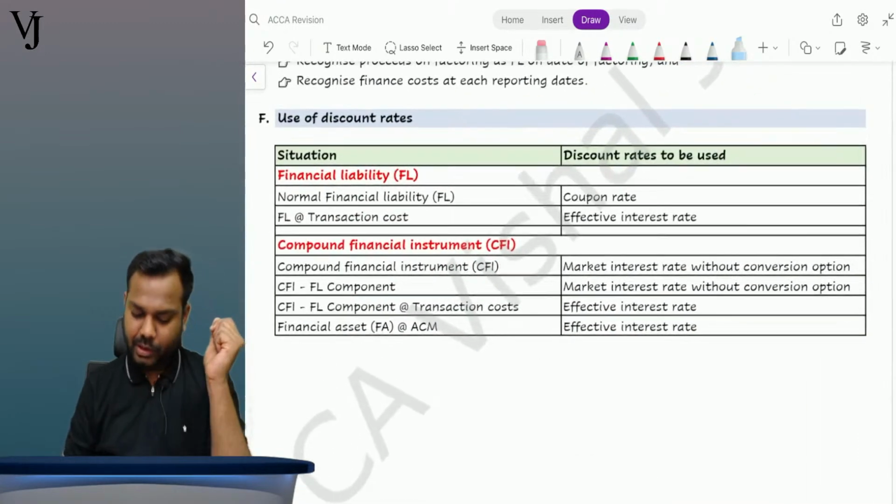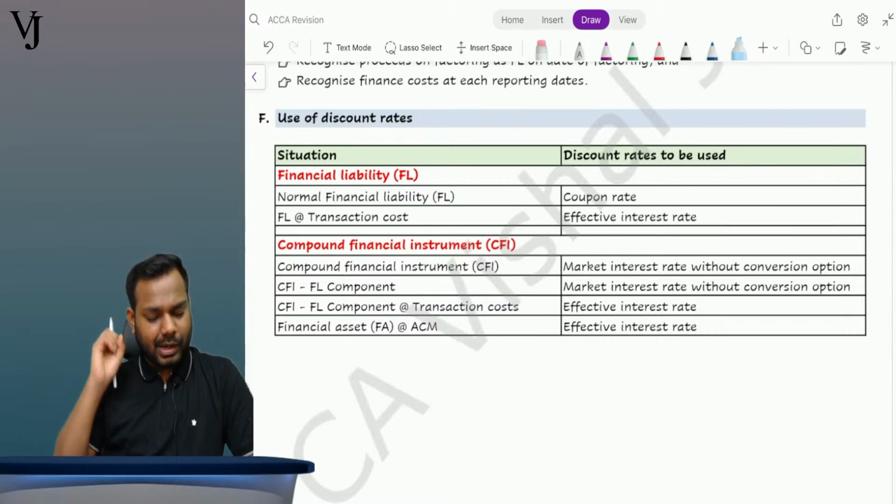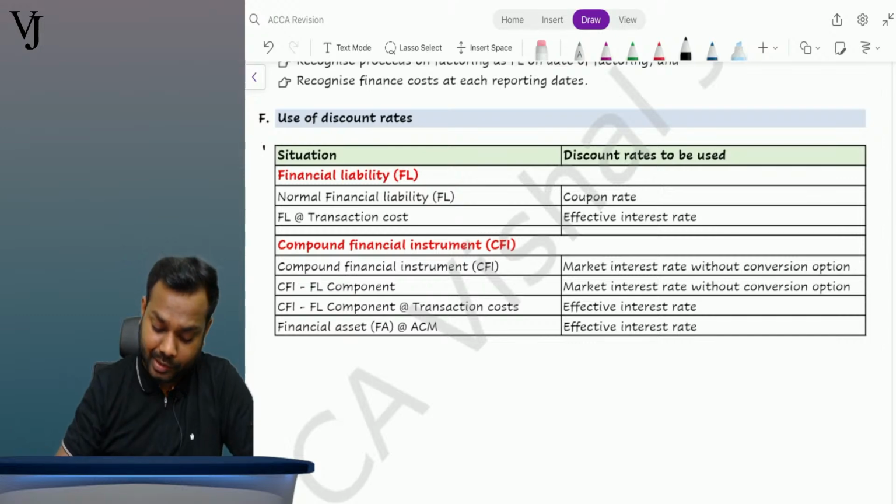See this point. In the financial instrument chapter, students generally ask me, "Sir, I am confused about where to use which discount rates." So what I have done is made up a summary for you guys.